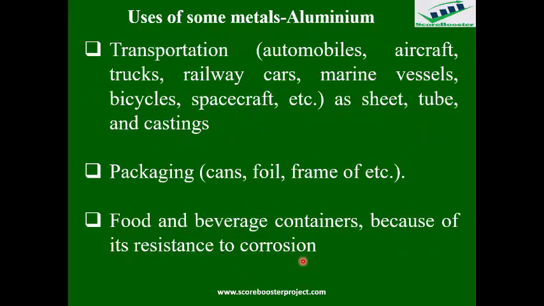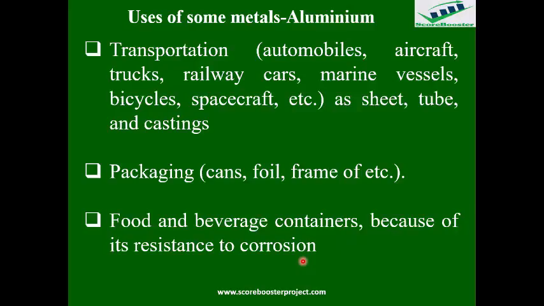Aluminium. Because of the light weight, aluminium is used in transportation, like in automobiles, in aircraft design, in railway cars, in marine vessels. Aluminium is also used in electrical equipment, like in wire, the overhead wire, high tension wires. You can also use aluminium for packaging of food. There are many aluminium foils that are used. Then food and beverage containers, because of resistance to corrosion.